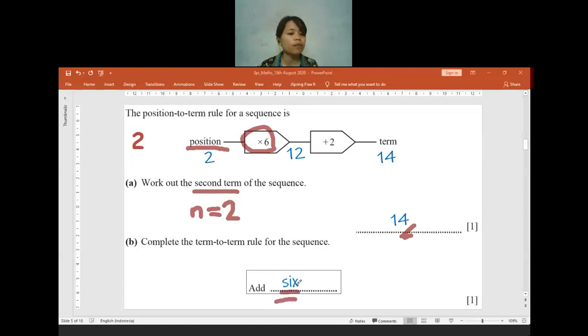Is there anyone who is confused? Or if you are still confused, maybe you can find the first term. If it's the first term, it means we replace the position with number 1. And then 1 times 6, the answer will be 6. 6 plus 2, the answer will be 8. And then from 8 to 14, the difference is 6. So it means we can find that the term-to-term rule will be 6. Is there anyone having any question or confused so far, or maybe I talk too fast?